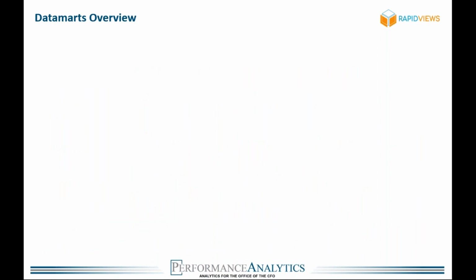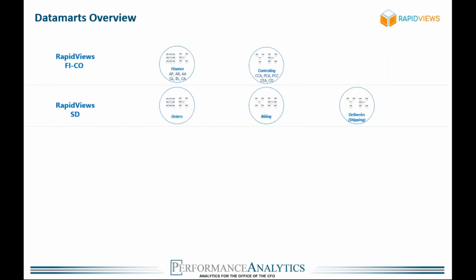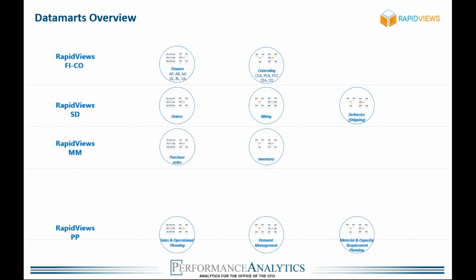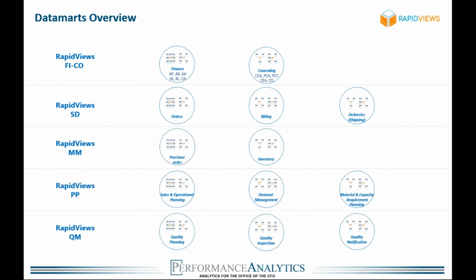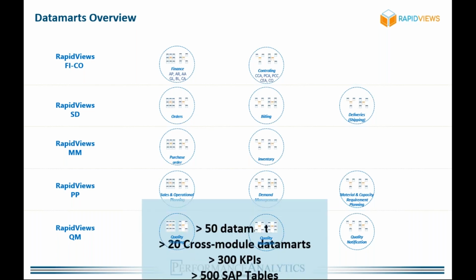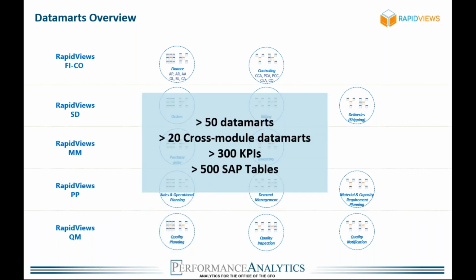Well, and so in total, what we provide on finance and controlling, sales and distribution, material management, production planning, and quality management are more than 50 data marts and more than 20 cross-module data marts. We cover more than 300 KPIs, and actually here it's written 500 SAP tables, but it's more than 1,000 SAP tables. So that's what's inside the RapidViews, what you get when you buy, for example, one RapidViews module.